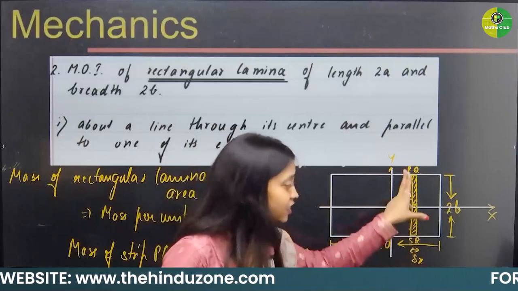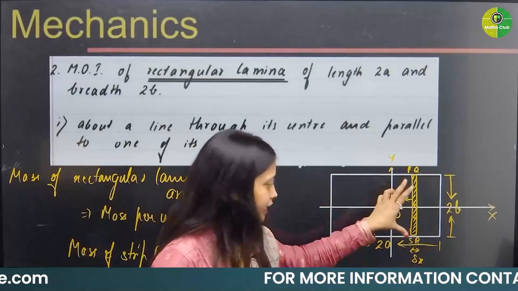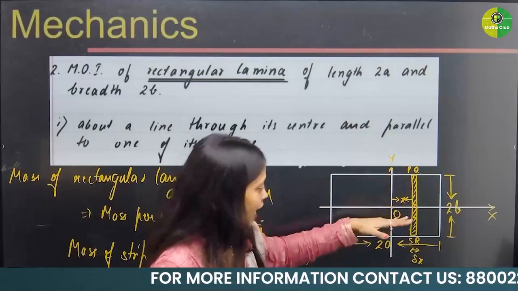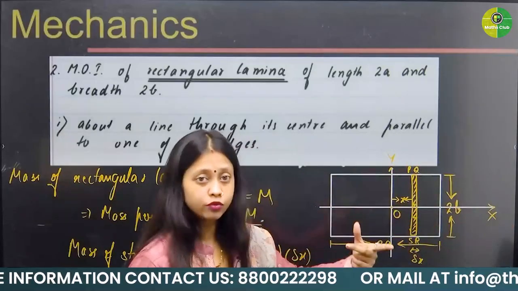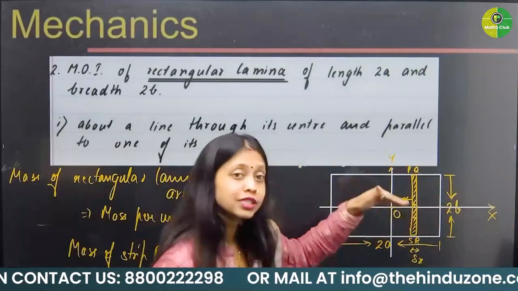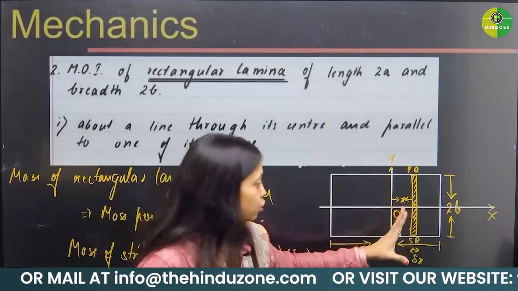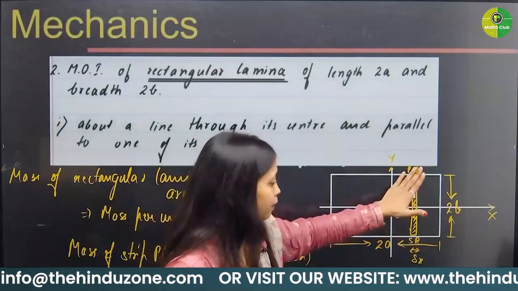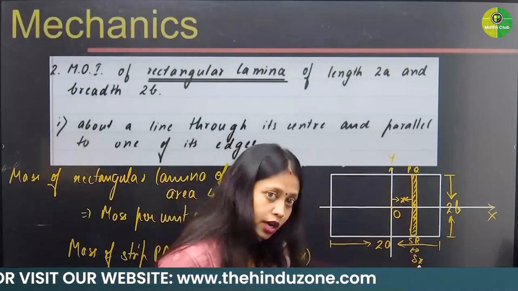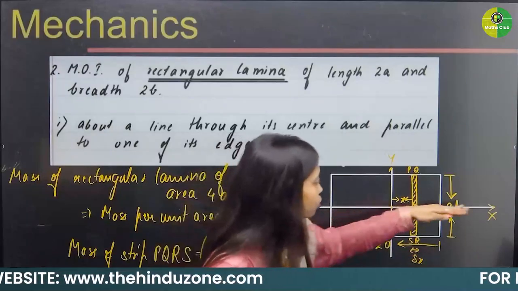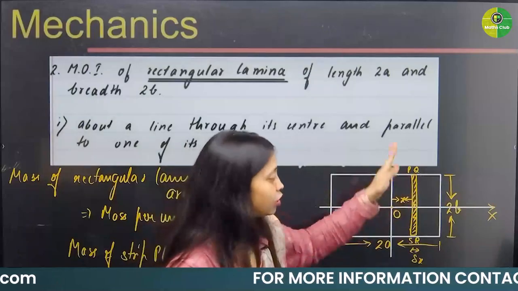I can consider this as a rod because it has a very small breadth. This is a rod, and there is a line about which we have to calculate moment of inertia, and that line is passing through the center of the rod because that point O is the center. So this is actually finding the moment of inertia of a rod about a line which is passing through the midpoint of that rod and perpendicular to the length of that.